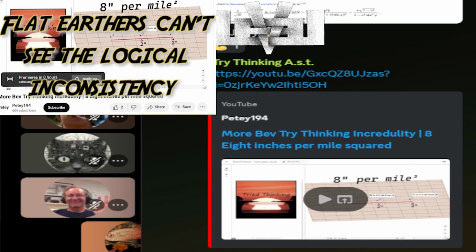But if you get to the half mile and it's a 2 inch drop, and you turn round and measure it the other way, it's going to drop again. Oh, my God. So you keep dropping and you just keep dropping. Doesn't matter where you go, you're dropping.